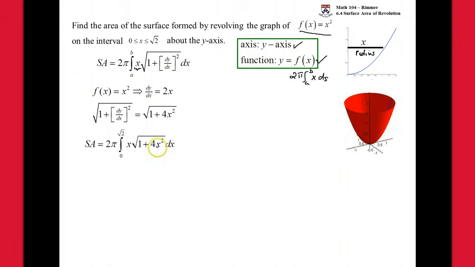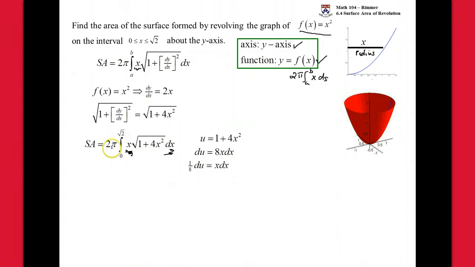And this could be done with u substitution. Whenever the degree on the inside is 1 more than the degree on the outside, that's an indication that you can do u substitution. Let u be the entire thing that's underneath the square root. du would be 8x dx. Now you need to replace x dx, so you need to divide by 8.